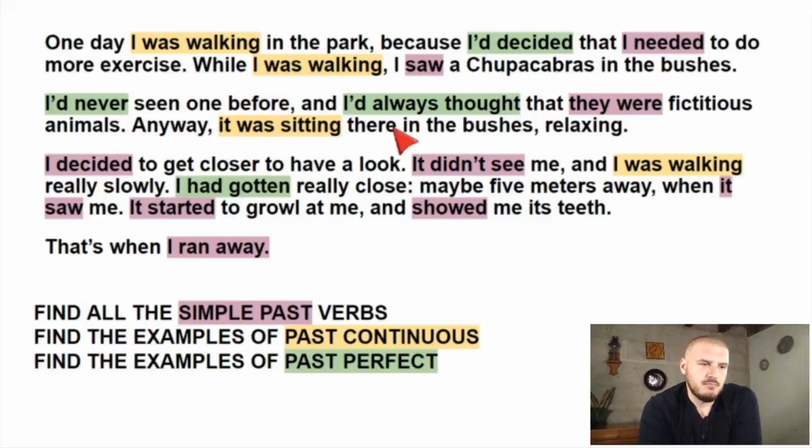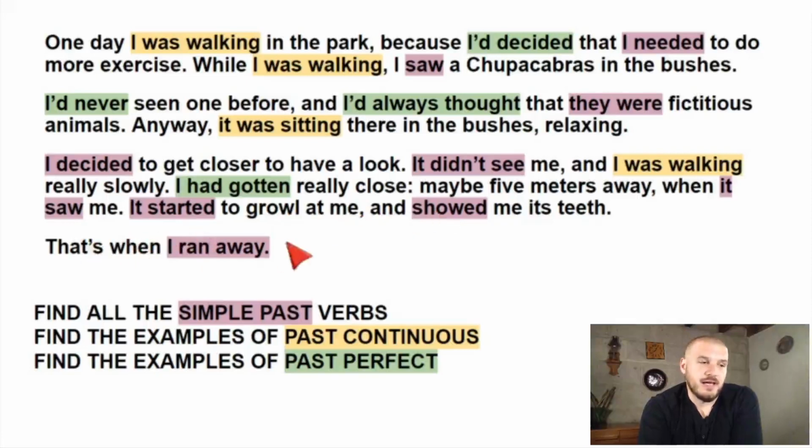Estaba sentado ahí, en los arbustos, relajándose. I decided to get closer and have a look. Decidí acercarme para ver. It didn't see me. No me vio. And I was walking really slowly. Y estaba caminando muy lentamente. I had gotten really close. Había llegado muy cerca. Maybe 5 meters away. Quizás a 5 metros. When it saw me, cuando me vio. It started to growl. Grr. Empezó a gruñir at me and showed me its teeth. Grr. Me mostró sus dientes.